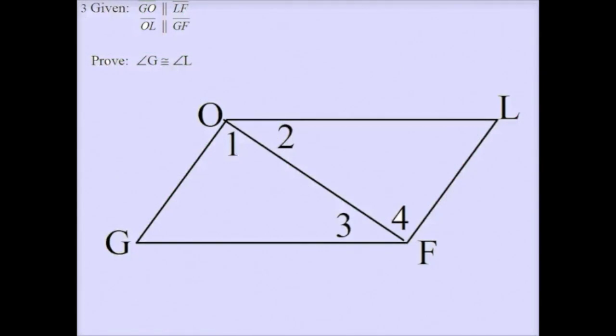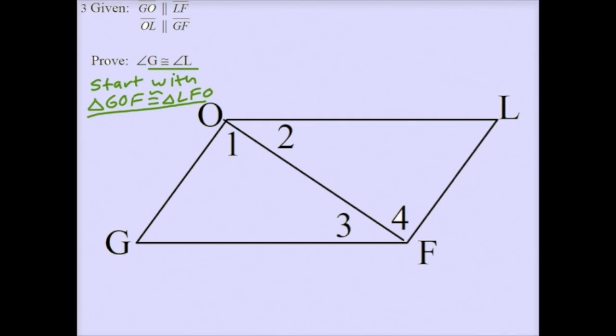All right, next example. We're given that GO and LF are parallel, OL and GF are parallel, and our job is to prove that G and L are congruent angles. So the sub-step, or the step kind of before proving this is true, is we'll want to prove that the two triangles are congruent. So we're going to start by proving the triangles are congruent, and then we can use the CPCTC, like we've seen before, to prove that angle G and angle L are congruent.